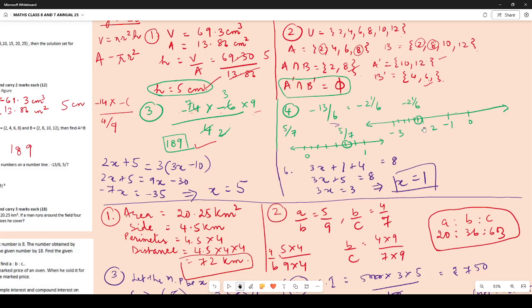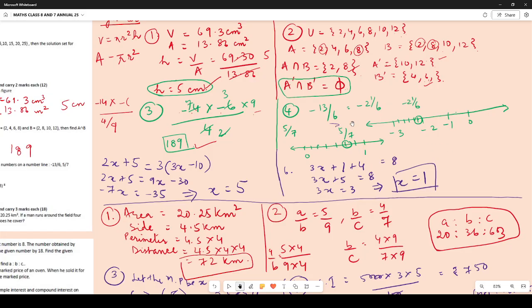This means it will lie on the negative side of the number line between minus 2 and minus 3. So, between minus 2 and minus 3, you divide the first segment into 6 segments, and the first segment will give you minus 13 by 6. Over here, 5 by 7 is a positive rational number, so it will lie on the right side of 0.